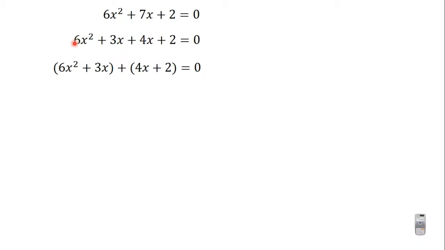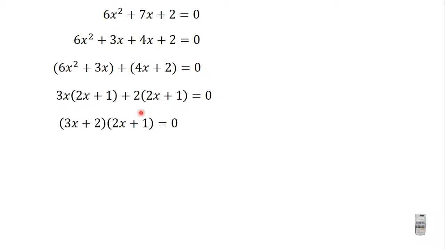I'll put brackets around the first two, then I'll put brackets around these two also. Here, you factorize 3x out, giving us 3x into brackets 2x plus 1. You close the bracket, plus here you factorize 2 out, so 2 into bracket 2x plus 1 is equal to 0. We have 2x plus 1 here, 2x plus 1 here, so you write one of them, then you write 3x plus 2 in the other brackets. So we have 3x plus 2 in one bracket, 2x plus 1 in the other bracket is equal to 0.